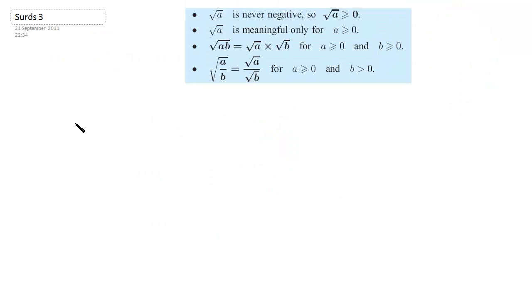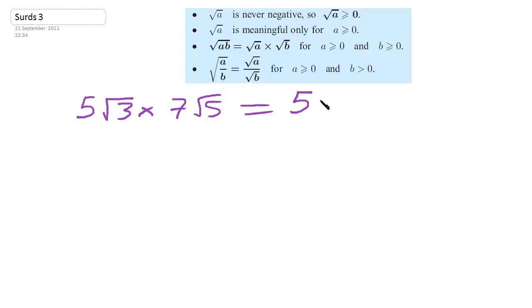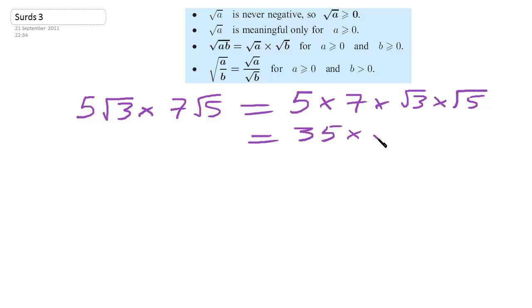Okay, our last little example we're going to have in this section of surds, we're going to do 5 root 3 times 7 root 5. Now when you're multiplying, the order of the numbers doesn't matter, so let's just reorder it. So we just do 5 times 7 times root 3 times root 5. So 5 times 7 is just 35. Times by, now we can change the root 3 times root 5 to root 3 times 5, and that equals 35 times root 15.